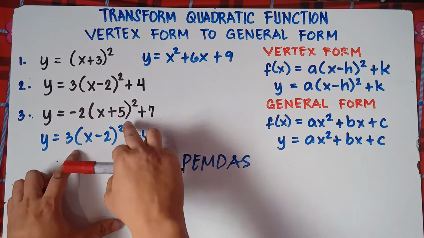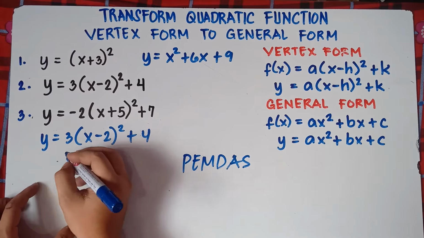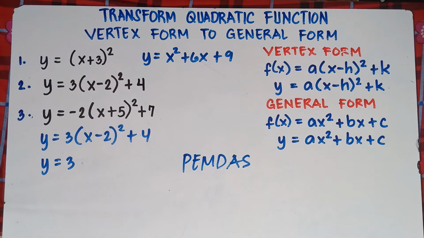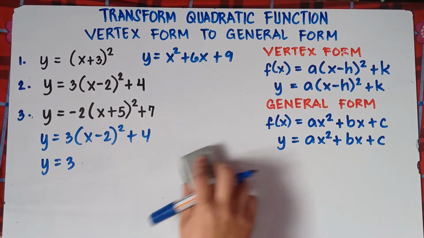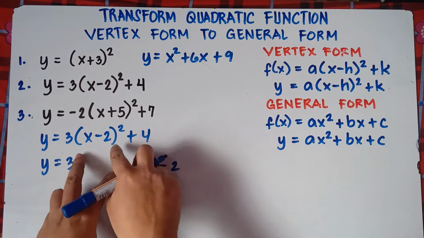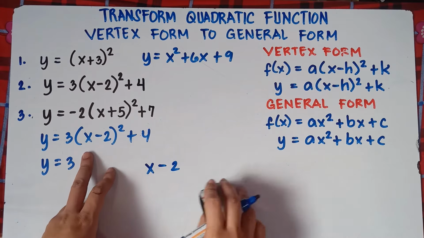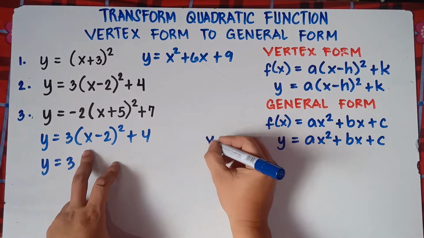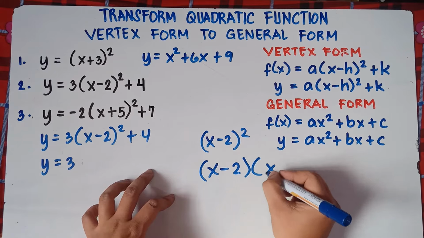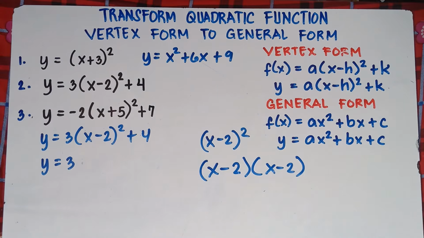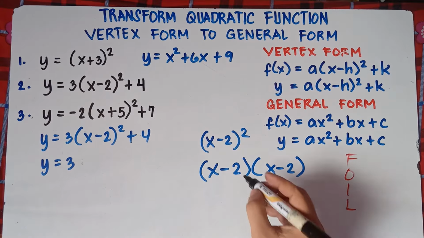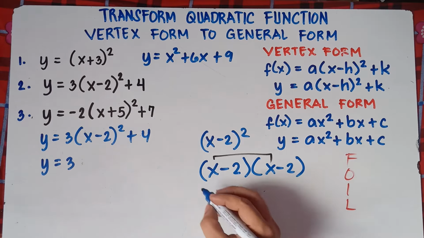X minus 2 quantity squared. So the thing that we will do is we just simply copy 3. So y equals 3. Then you simplify this one. X minus 2 quantity squared. So once again, let's do the two solutions, class. Alright, FOIL method. X minus 2 quantity squared, it means that you multiply this equation by itself twice. So x minus 2 quantity squared, it means x minus 2 times x minus 2. Alright, so first, FOIL, class, FOIL method.